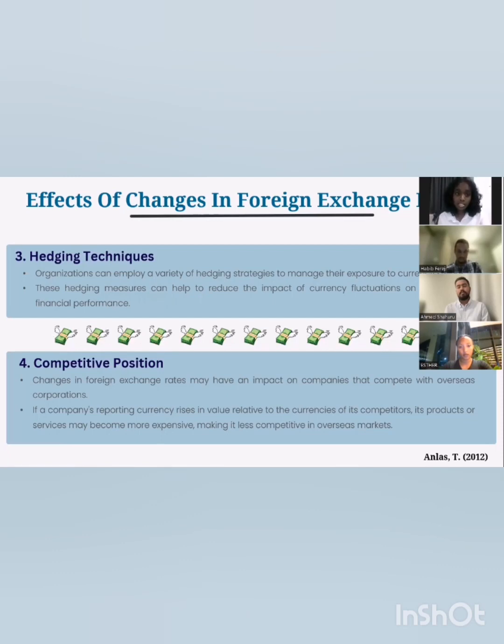future transactions. And the fourth effect would be competitive position, whereby changes in foreign exchange rates may have an impact on companies that compete with overseas corporations. In contrast, if a company's reporting currency falls in value relative to the currencies of its competitors, then its products or services may become less expensive, making it more competitive in overseas markets.